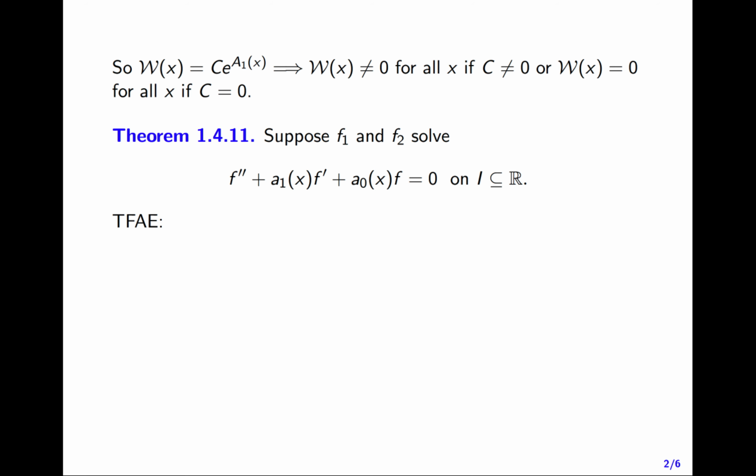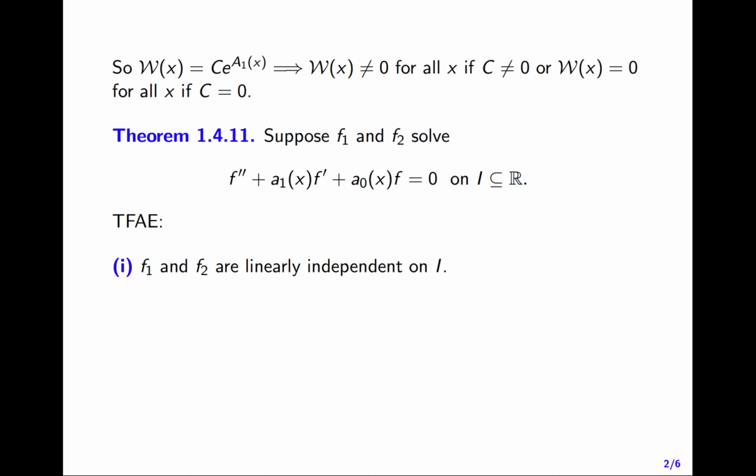Next, we're going to study the much more involved theorem 1.4.11. Let's suppose that f1 and f2 continue to solve the second order equation f double prime plus a1 of x f prime plus a0 of x f equals 0. And now this is taking place on a particular interval contained in the reals. Then we have the following are equivalent, TFAE. This is our first, the following are equivalent theorem in the course, I believe.